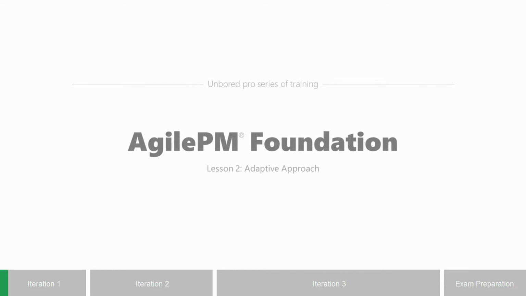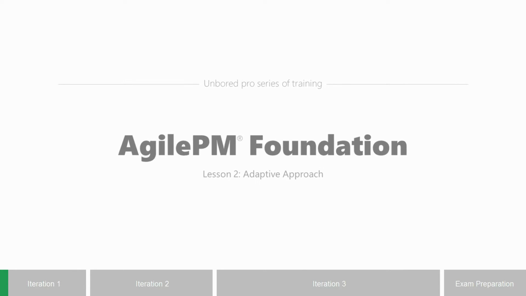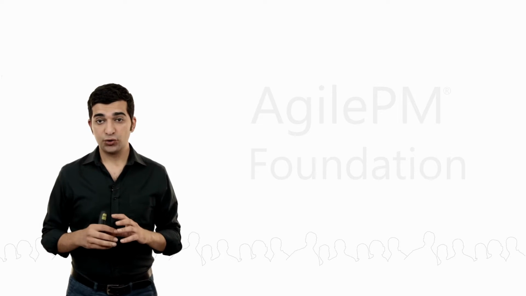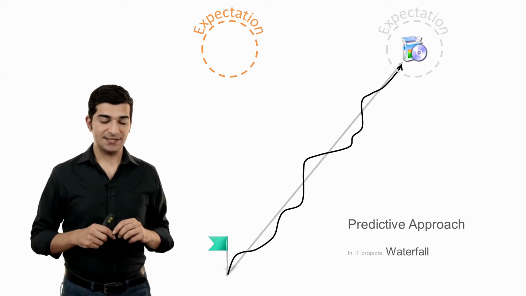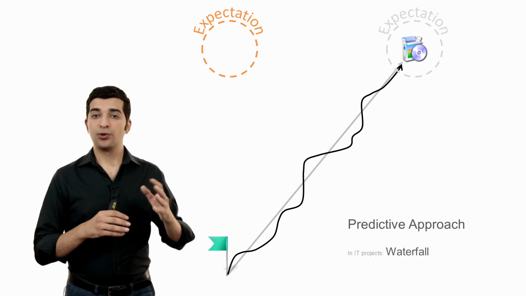AgilePM Foundation Lesson 2, the adaptive approach. We talked about a certain approach to development in the previous lesson. That's when we try to understand the expectations of the customer or the business side.